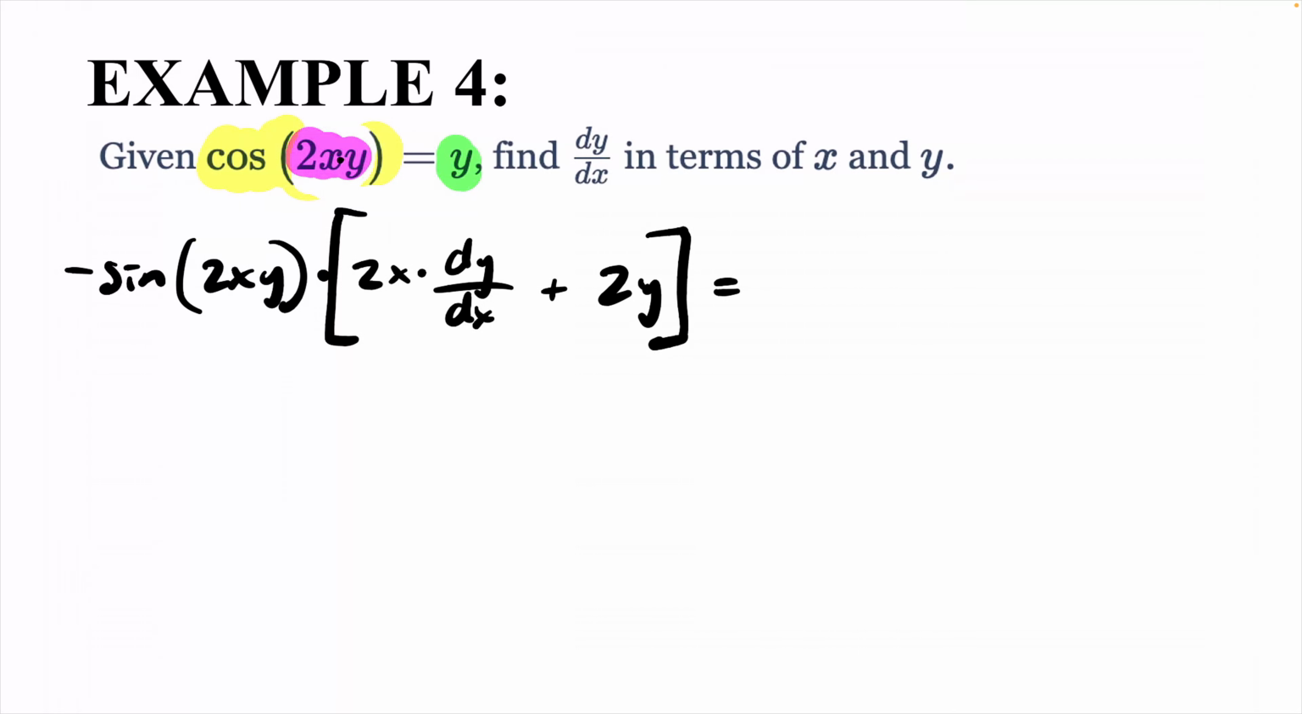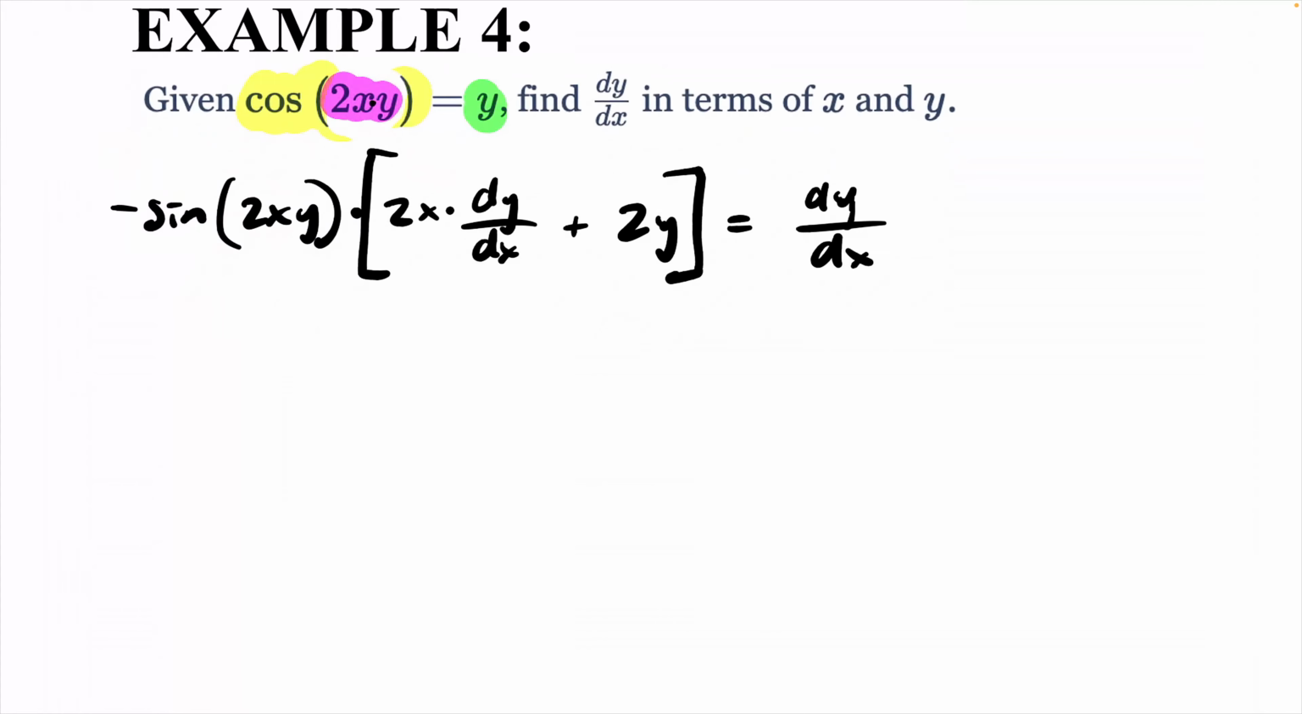Notice how I put those in brackets. The reason I put it in brackets is because that's the angle, right? So it's separate from this guy over here. So it's not negative sine of 2xy just times 2x dy dx. It's actually times both of them, so distributive property. And the derivative of y is just 1 dy over dx. You can put the 1 in front. You don't have to, but you can. It's already assumed.